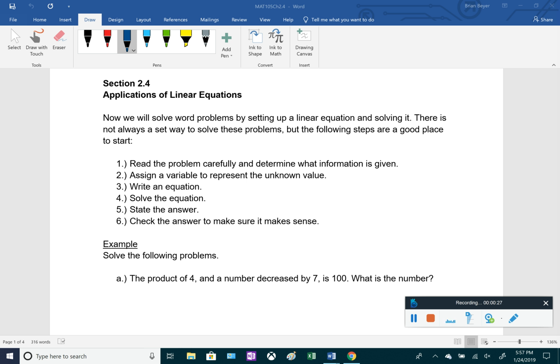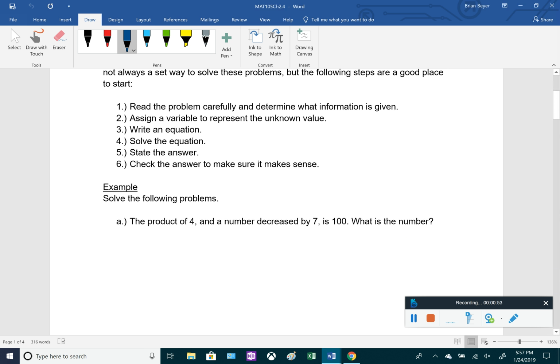So the first step, obviously, read the problem carefully, determine what's given and what we're looking for. We need to assign a variable to what we're looking for, the unknown value. Then we're going to set up the equation, solve the equation for the variable, and then state the answer. And then we can check the answer back in the original, and we can also check the answer to make sure it makes sense. So let's do some examples of this.